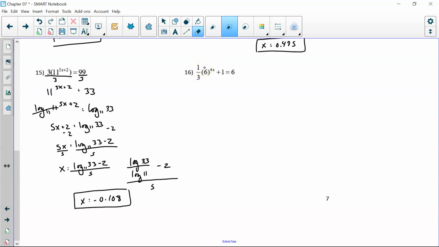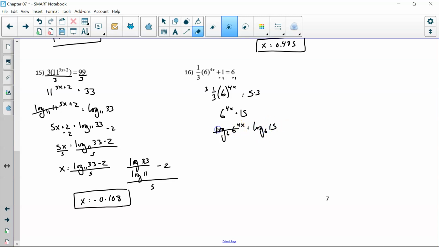For a problem like number 6, let's isolate. So we're going to subtract 1 from both sides. 1/3 times 6 to the 4x equals 5. Get rid of the fraction, multiply both sides by 3. 6 to the 4x equals 15. Now to undo that exponential, log. Log base 6 of 6 to the 4x equals the log base 6 of 15.